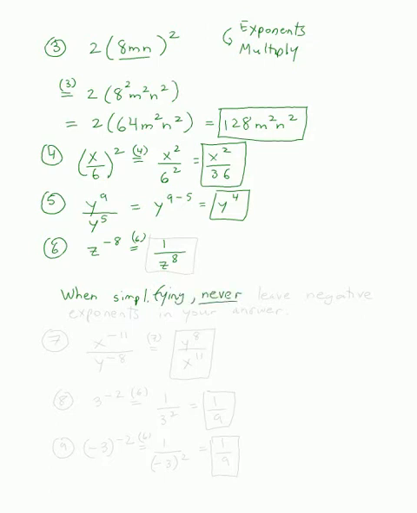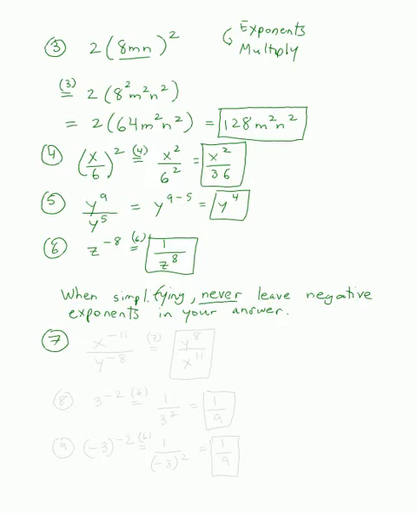never leave negative exponents in your answer. Oops, forgot to box this here. So this is really important. We are not allowed to leave negative exponents in your answer. So that's what rules 6, 7, and 8 are for. They are all designed to change from negative to positive exponents.